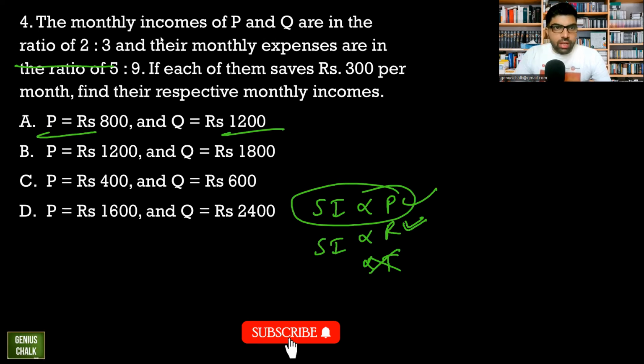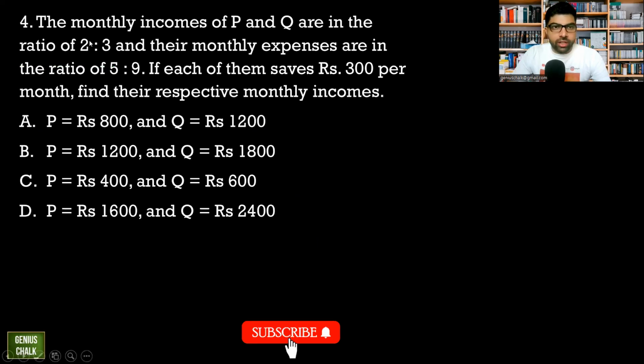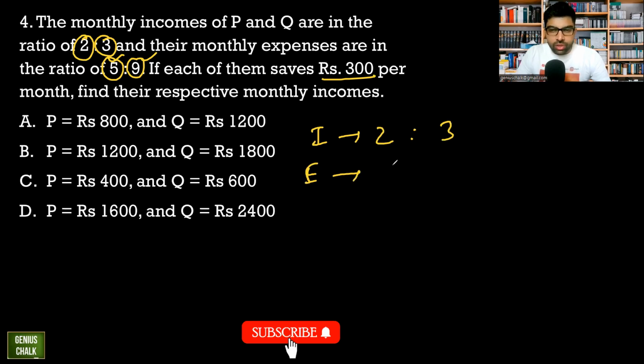Okay. Next one, the monthly incomes of P and Q are in ratio 2:3, and their monthly expenses are in a ratio given here. So there are two ratios given and their change is also given. Always apply this method. Income is in the ratio 2:3, and expenditure is in the ratio 5:9. They are saving 300 per month. So this is my saving. Always apply this cross method. This, and this, and this. So multiply. Now this is what we need to find.